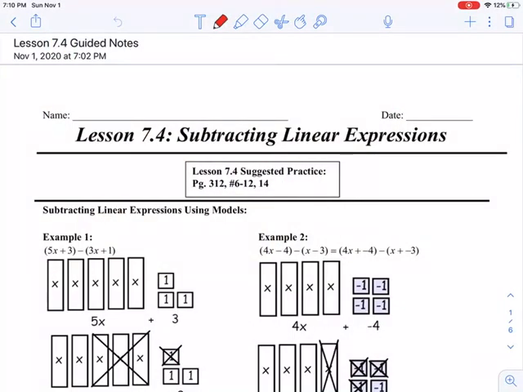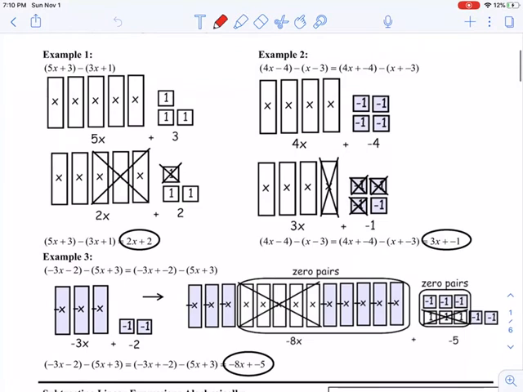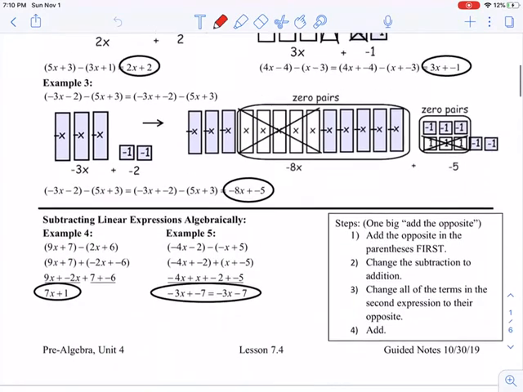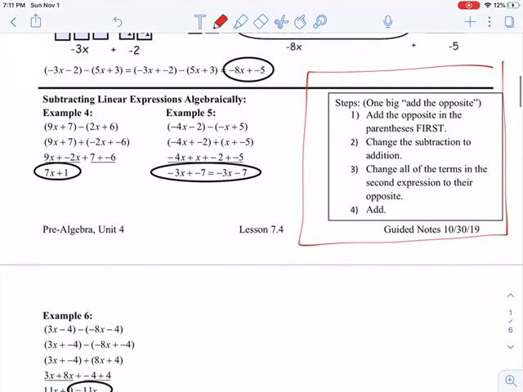All right, let's move into lesson 7.4 with subtracting linear expressions. Again, just like with the adding, there's some algebra tile examples there to look at, and you can always draw those if that helps you out. And there are some steps here that I'm going to go over as we go through each example.